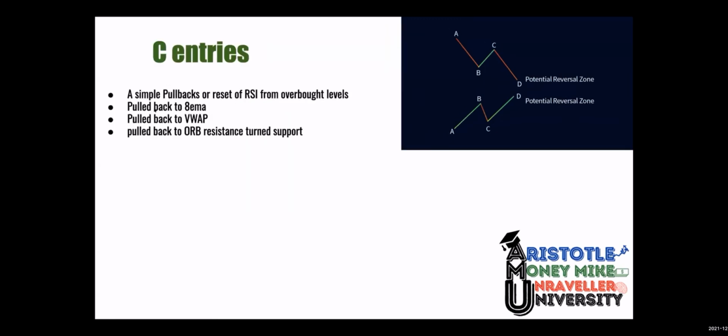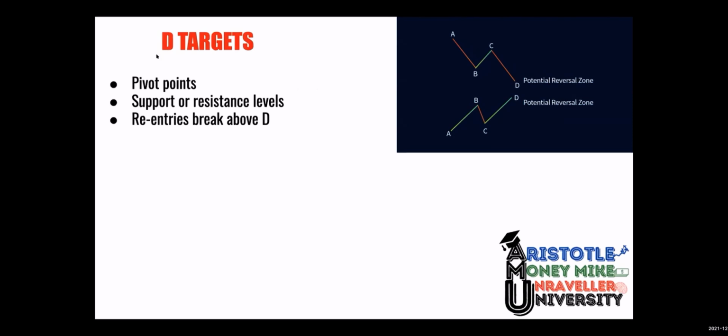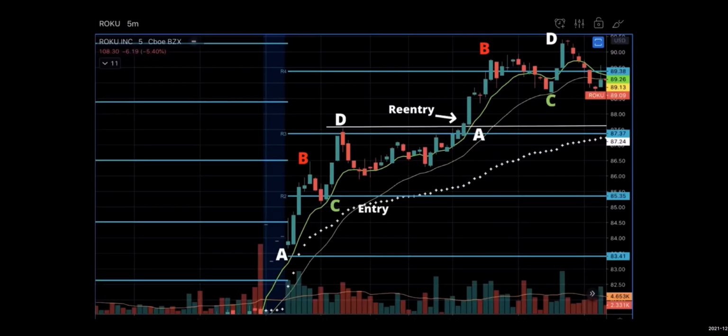So C entries: pull back to the 8 EMA, pull back to the VWAP. Those are my two favorites right here, right? And then pivot, and I'm going to explain all this live. And then we have pivot points, support and resistance, and re-entries above D. So let's go over it.